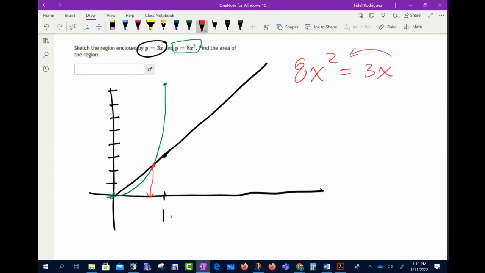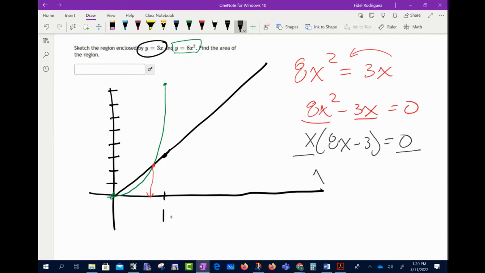Okay, so the first thing I'm going to do, y'all, is move that 3x over. So I have 8x squared minus 3x equals 0. Can I factor anything out of both of them? Okay. We have x times (8x minus 3) equals 0. So look, y'all, we're going to have two parts. x equals 0. Well, look, they intersect right there, right? Then we're going to say 8x minus 3 equals 0. So 8x is equal to 3. So x is equal to 3/8. That's where they overlap right there.